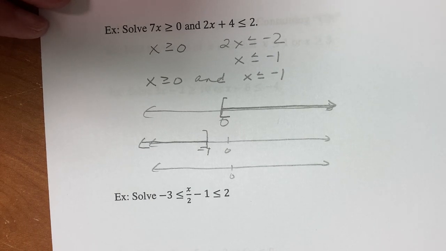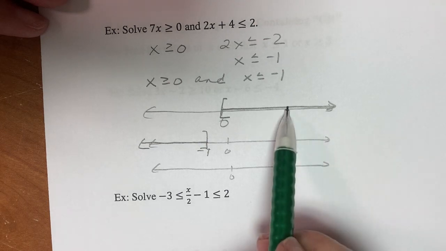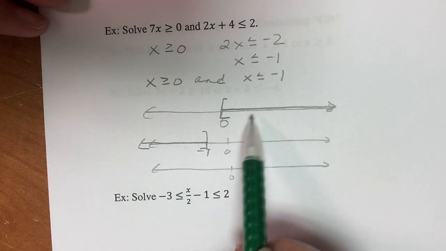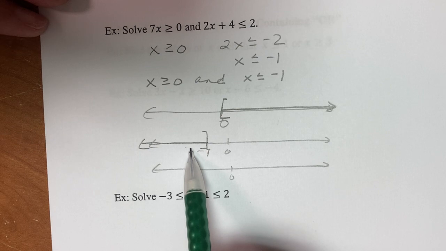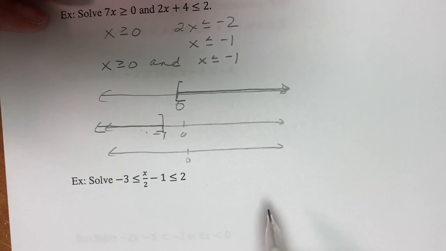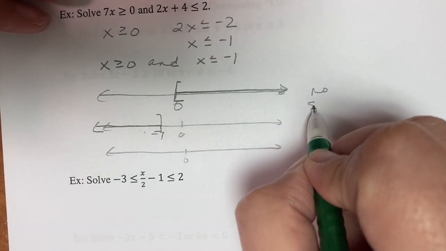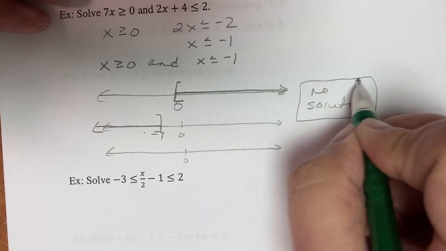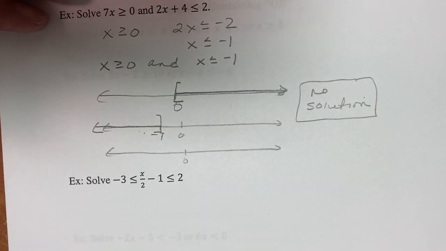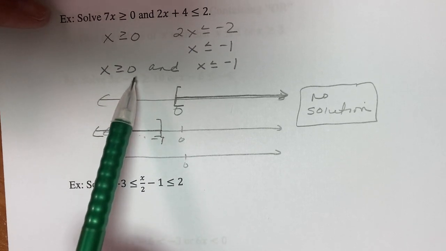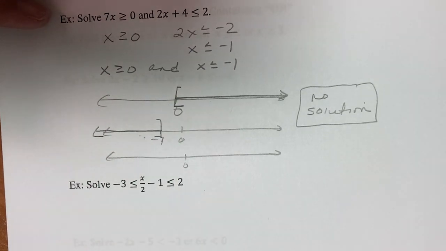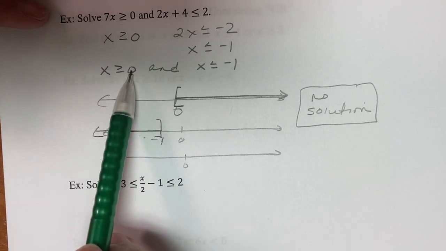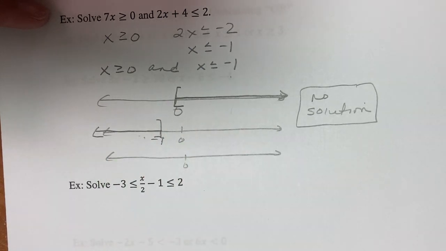It's still an and. I'm still looking for the intersection, which means, again, where these two graphs overlap. Well, where do these two graphs overlap? They don't, do they? They do not overlap at all. So the answer to this one is no solution. And if you think about it logically, there are no numbers that are both at the same time bigger than 0 and less than negative 1. They can't be, because these are all the positives and these are negatives. They don't overlap.